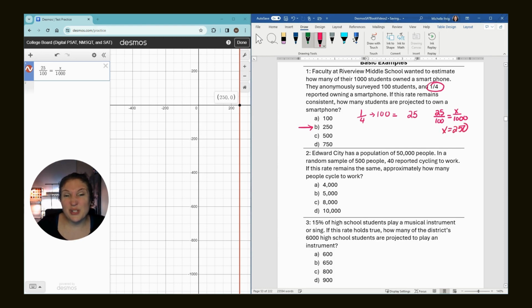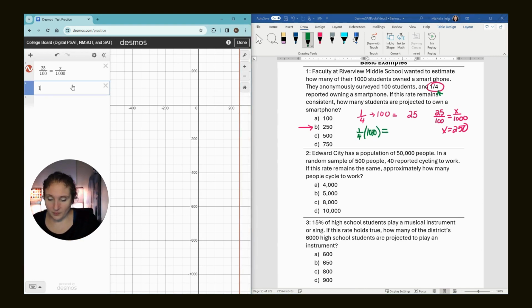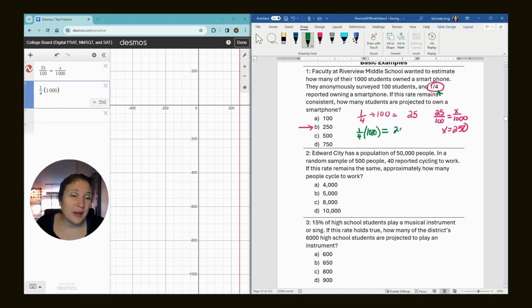Here's the way that I would do it. Because they actually already gave you the rate, I would just do 1/4 times 1,000, and you're going to get the same answer. Take a look. 1/4 is 0.25 times 1,000 is 250. So this is how I would do it. The only reason why I showed you the proportion is because sometimes they won't tell you a quarter of the group gave this information. They'll just say 37 students, in which case you would need to do a proportion.